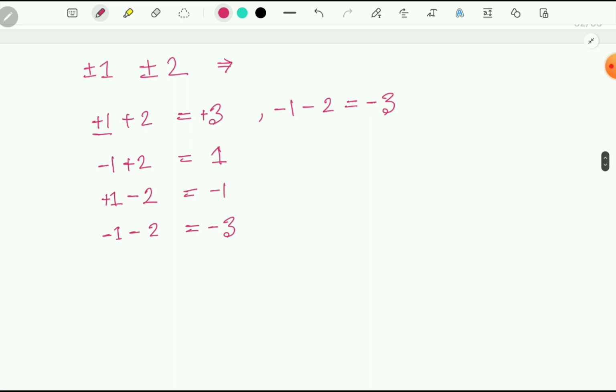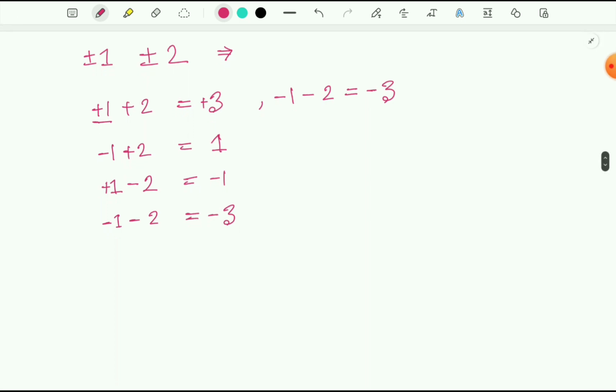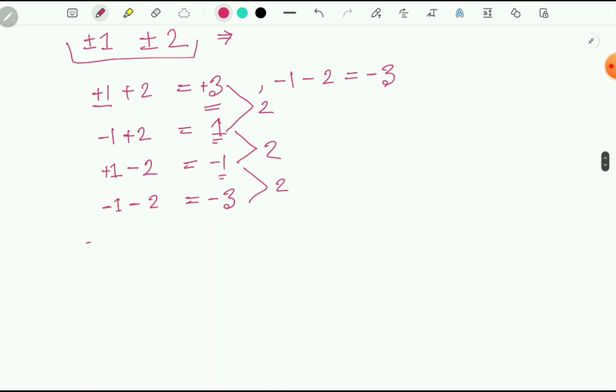So here, when the numbers were 1 and 2, we found 4 different values, right? 4 different numbers we can find out of them. But take a look at the difference: here is 2, here is 2, here also 2. Is it always the same? If we consider plus minus 1, plus minus 2, plus minus 3.